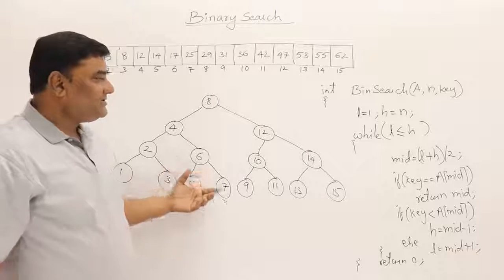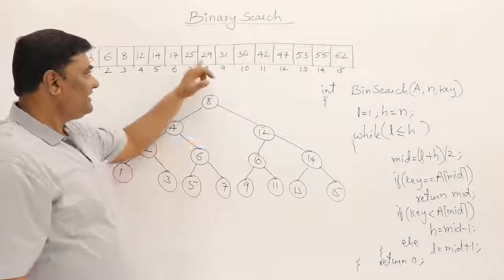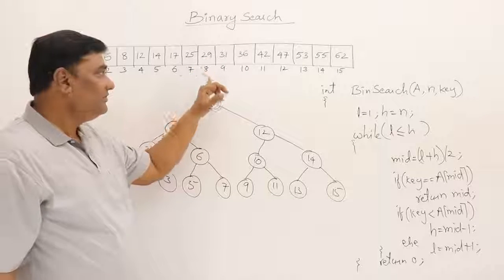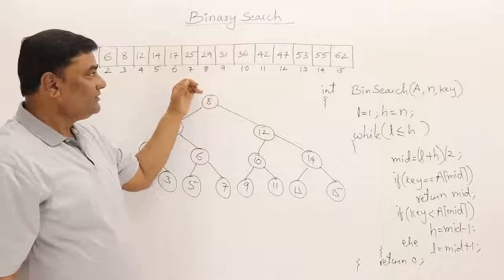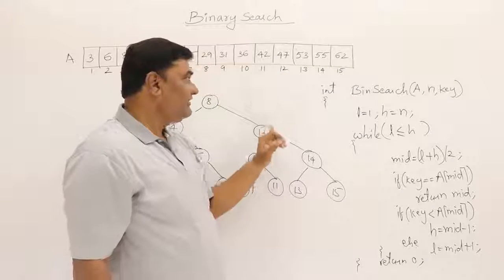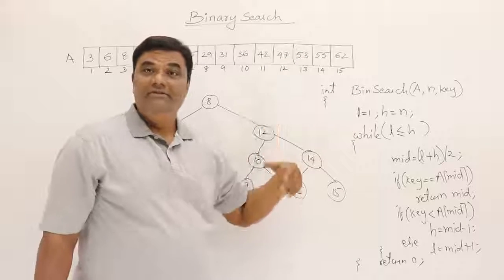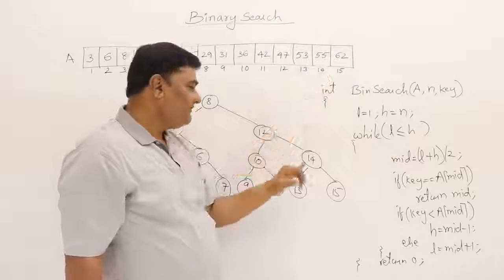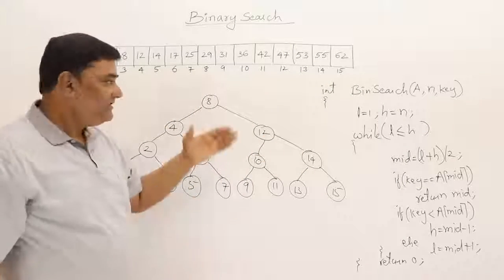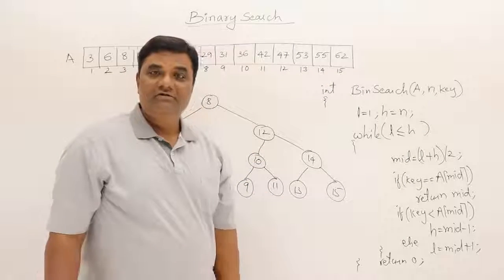If the element that I am searching is 55, then first it will check at mid, this is 29, no, my element is 55, then it will go on the right hand side, mid, that is 12, so it is 47, no, element is 55, it's greater, so then mid of this one is 14, that is 55, yes, element is found. So in 3 comparisons, the element is found.